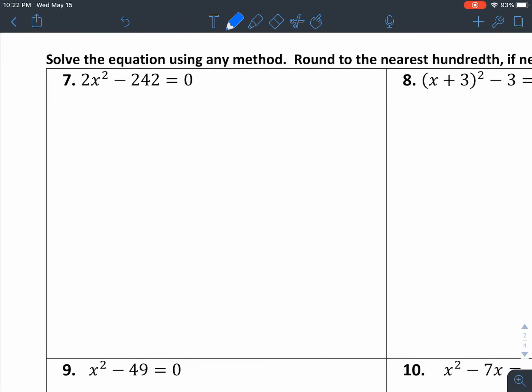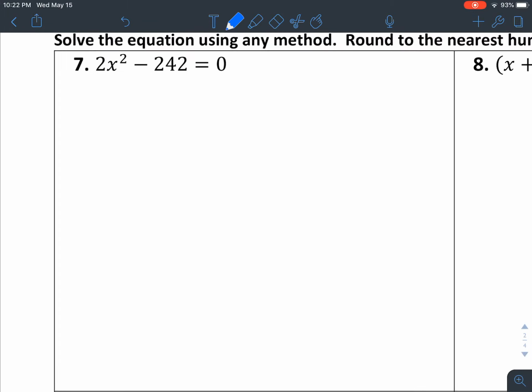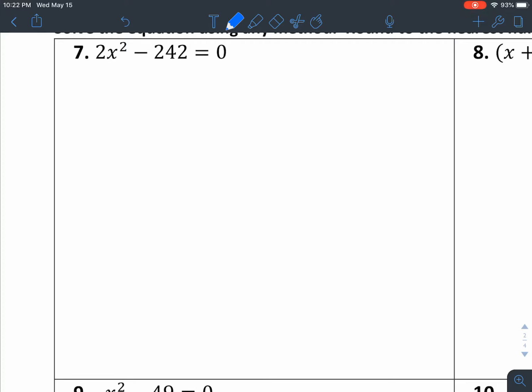So starting with number 7. 7 is set up pretty nicely for square root method. If you notice here, I've got x squared as my only variable term. When that's the case, you are able to use square root method on this because we're going to be able to take and isolate that x squared and then just take the square root of both sides.